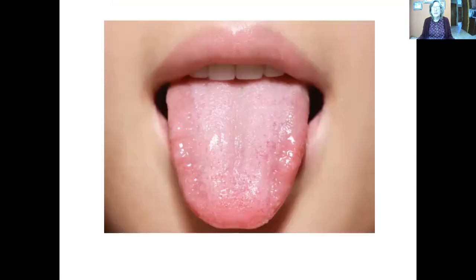All right, let's go to our next sense. We're going to talk about taste next. And here's our tongue. And if you were to stick your tongue out and look at it, you could see a lot of little bumps. And then in between those little bumps are more bumps that you can't even see. And those are called your taste buds. Your taste buds have special cells that send messages to your brain about what you're tasting.